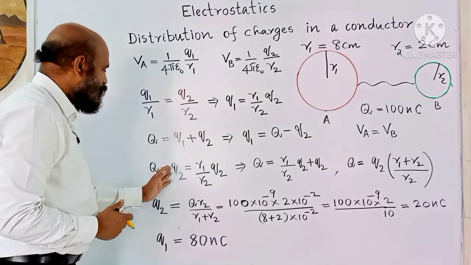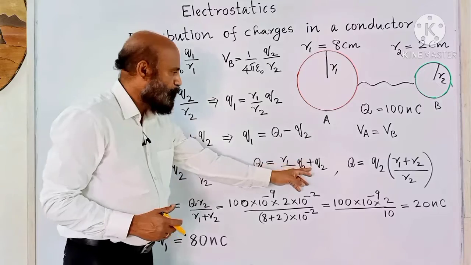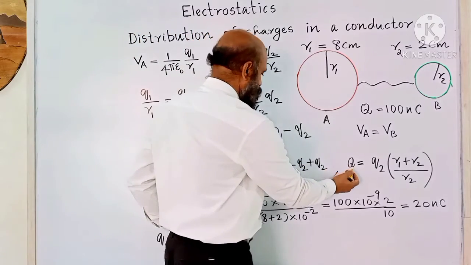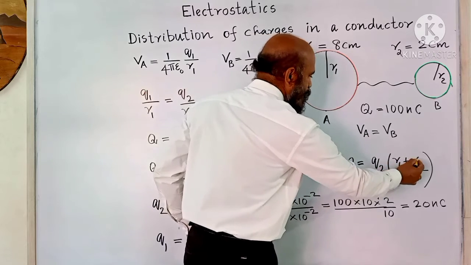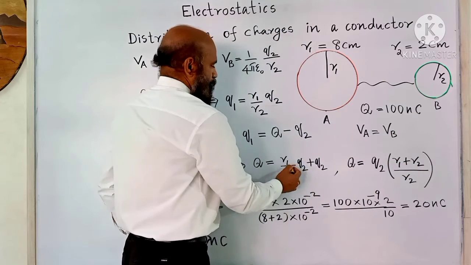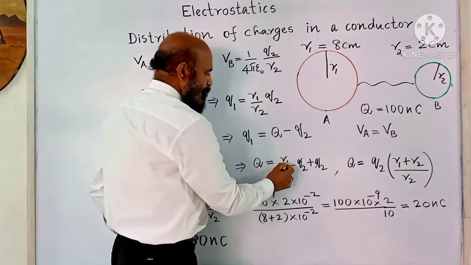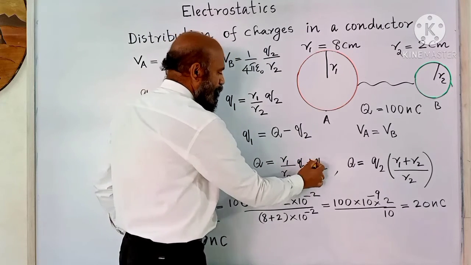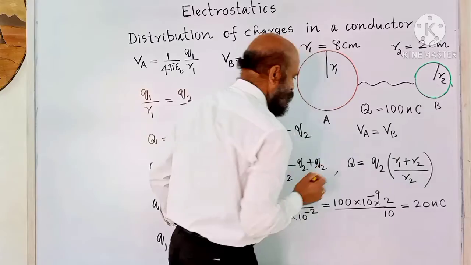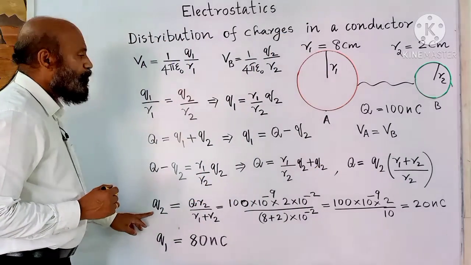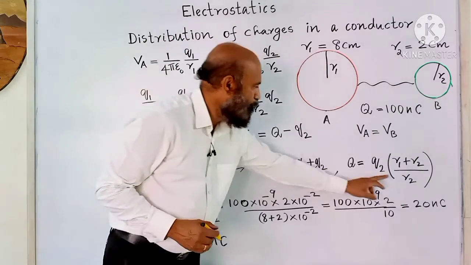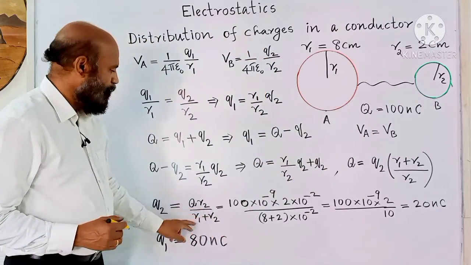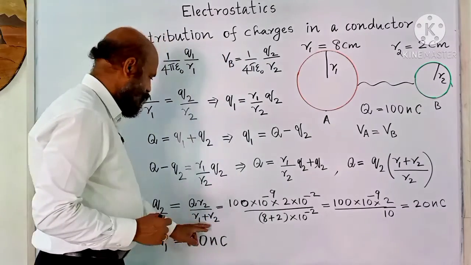Now this minus Q2 you take to the other side, so plus Q2. Then Q is equal to Q2 into (R1 plus R2) by R2. This Q2 can be taken outside. After that, R1 plus R2 by R2. So now Q2 can be written like this: Q2 is equal to Q into R2 divided by R1 plus R2.